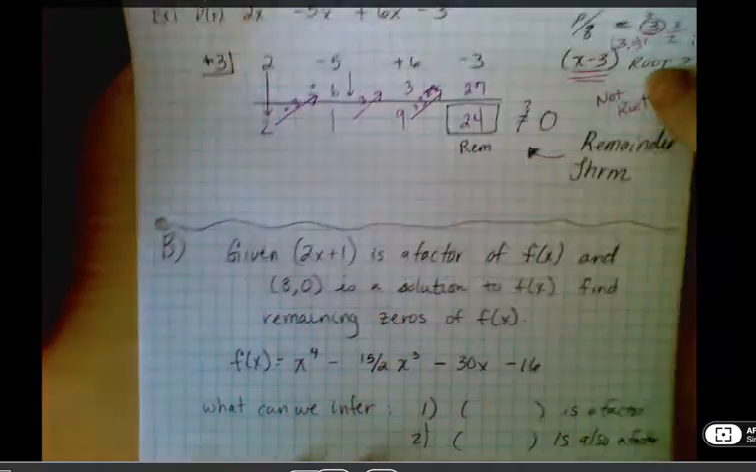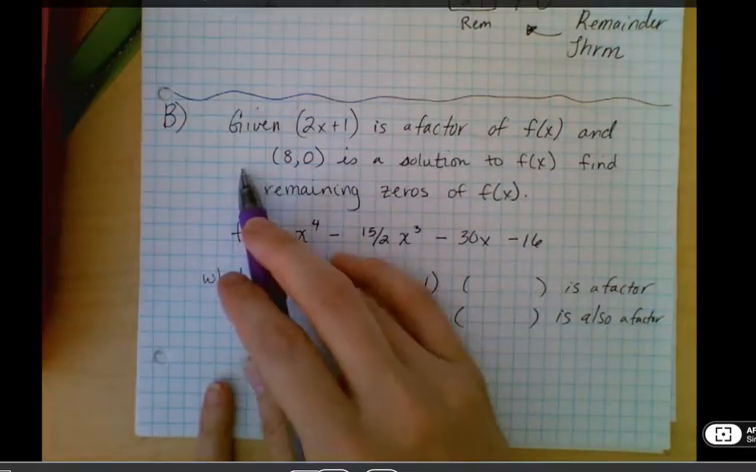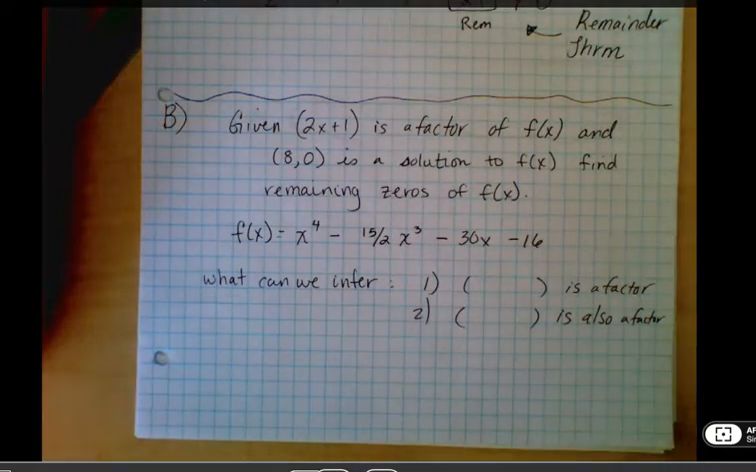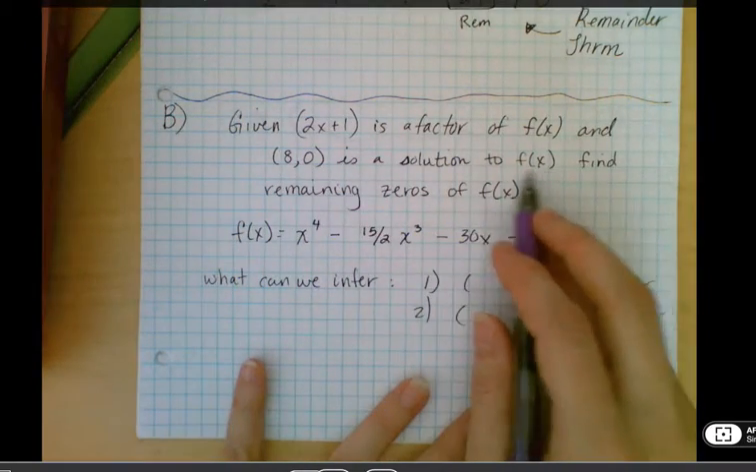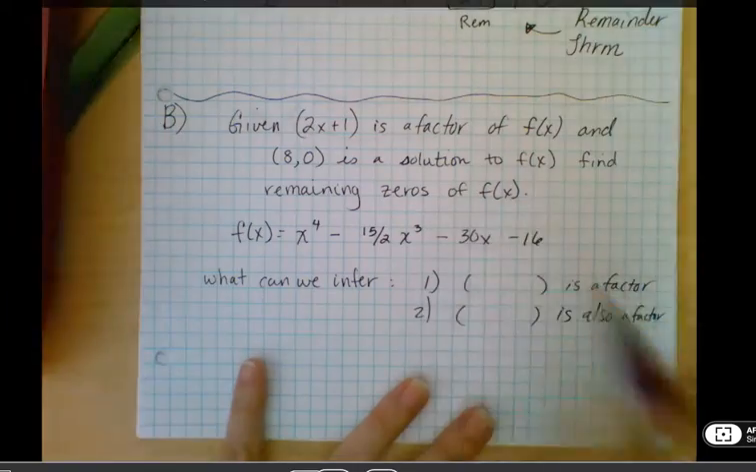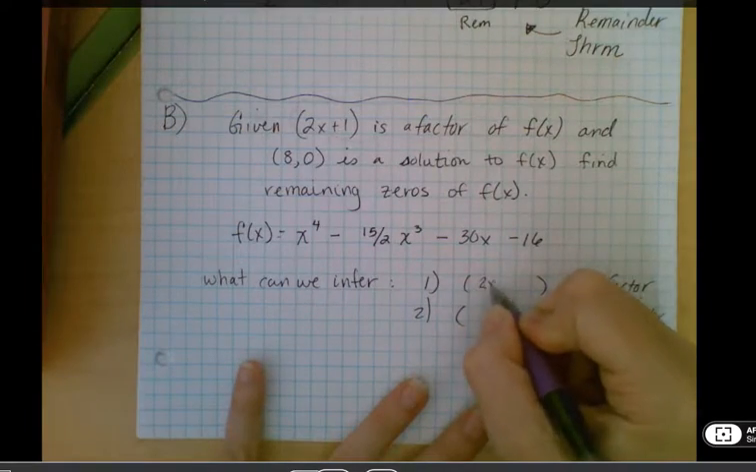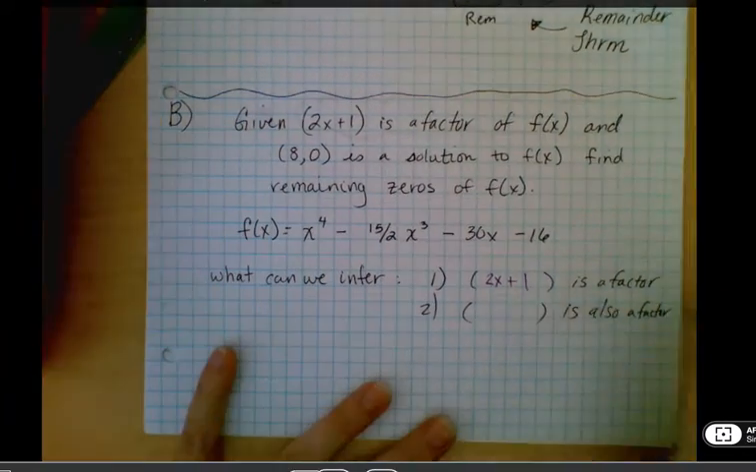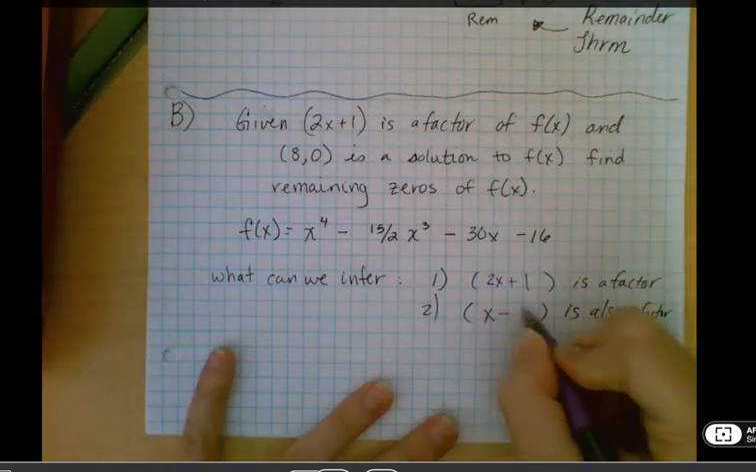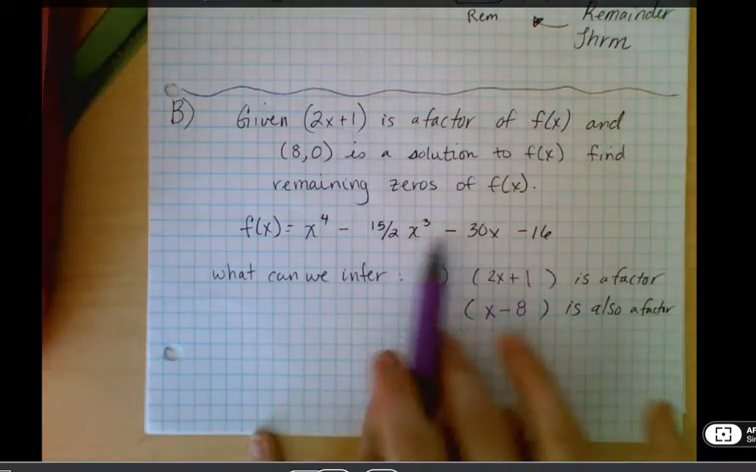All right, now how can I use this to be helpful? Well, let's look at given A, so this is learning target B at this point, where we're given some factors and some roots, and we want to factor out a polynomial into its parts. So 2x plus 1 is a factor, and 8, 0 is a solution to f of x. Find remaining zeros of f of x. So this is kind of a tricky wording. So 2x minus 1 is a factor. Sorry, plus 1. And then 8, 0 is a solution. So if 8, 0 is a solution, then x minus 8 is our other factor. So that's kind of cool. Okay. Be able to read the question and infer information out of it.